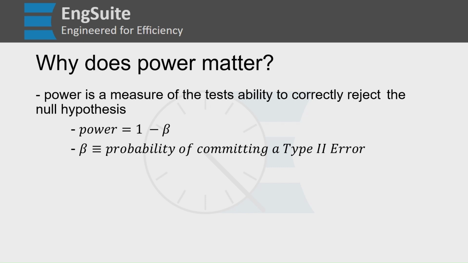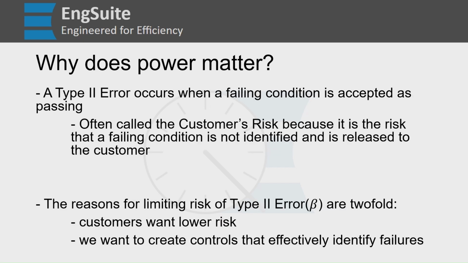Type 2 error, again, being failing to reject the null hypothesis when it would be correctly rejected. I shouldn't say accepting the null hypothesis. And type 2 errors occur when a failing condition is accepted as passing. So it's often called the customer's risk because it's the risk that a failing condition is not identified and released to the customer. So the reasons for limiting risk of type 2 error are twofold. Customers want lower risk, and we want controls that effectively identify failures.